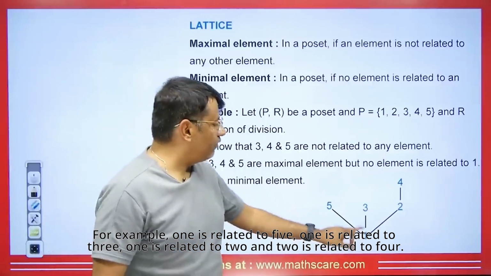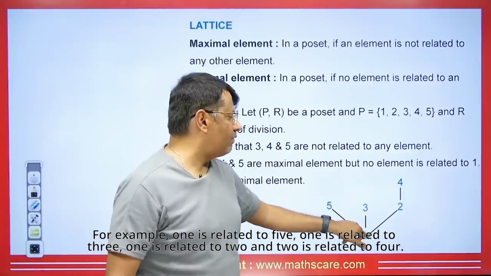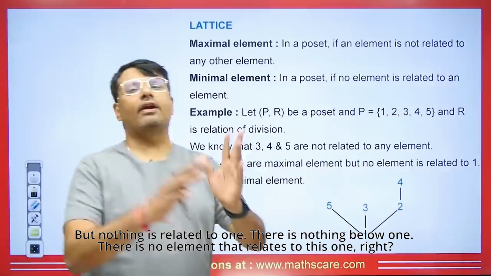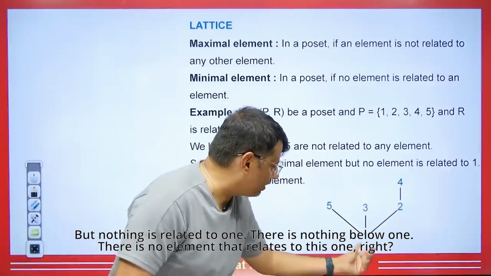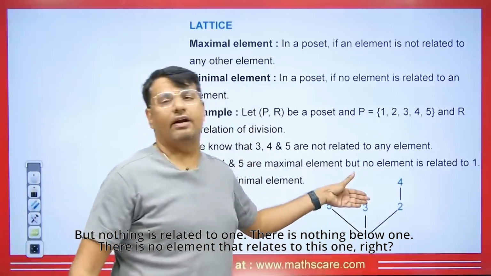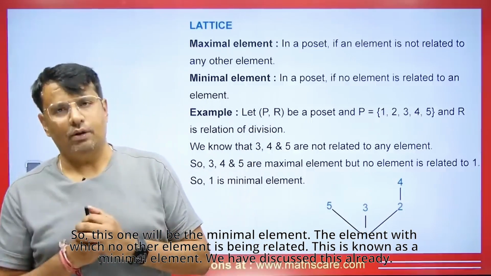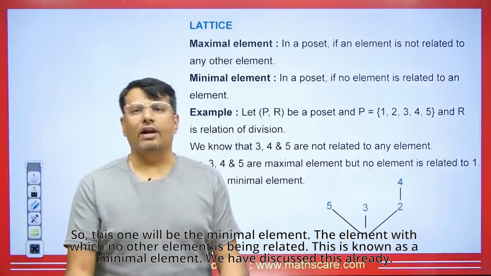For example, 1 is related to 5, 1 is related to 3, 1 is related to 2, and 2 is related to 4. But nothing is related to 1. There is nothing below 1. There is no element that relates to this one, right? So, this one will be the minimal element. The element with which no other element is being related. This is known as a minimal element.